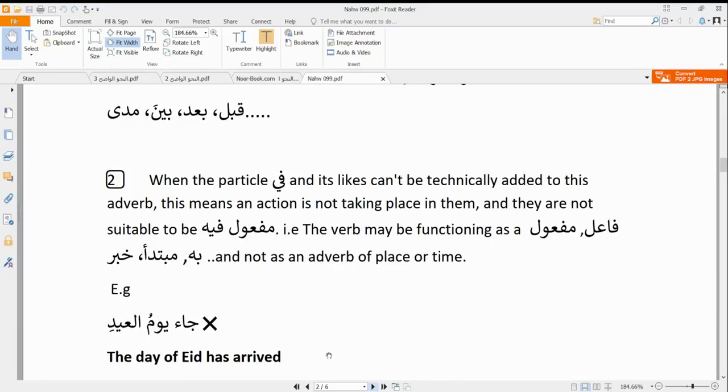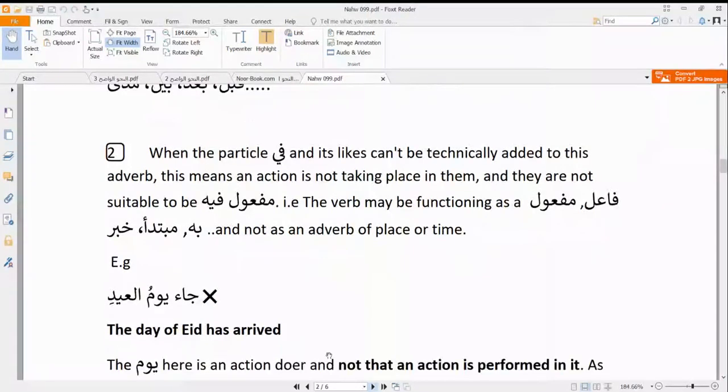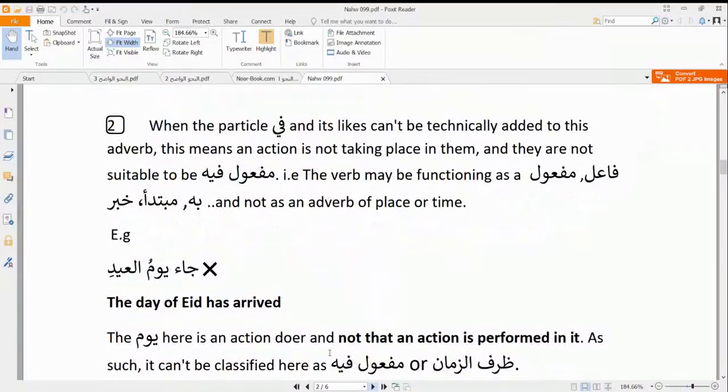Some more technical aspects of the Zorf Zaman wal Makan, which is the Nahw aspect, the grammar. So we are told that when the particle fi and its likes can't be technically added to an adverb, then it means that the action is not taking place in them, and at that moment we cannot say it is functioning as a maf'ul fi. But we said earlier that we call them maf'ul fihi because normally the word fi would usually fit in there, and when we remove it, it becomes nasbu.